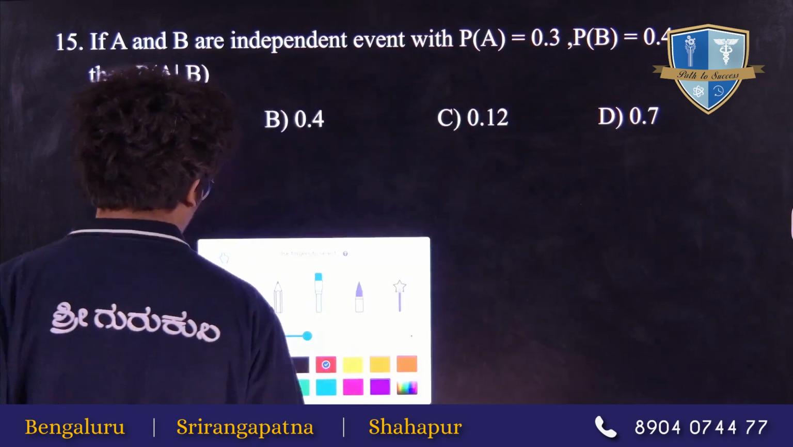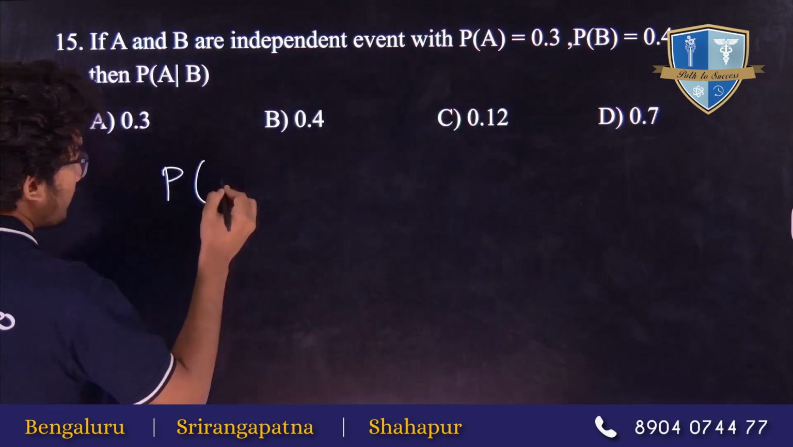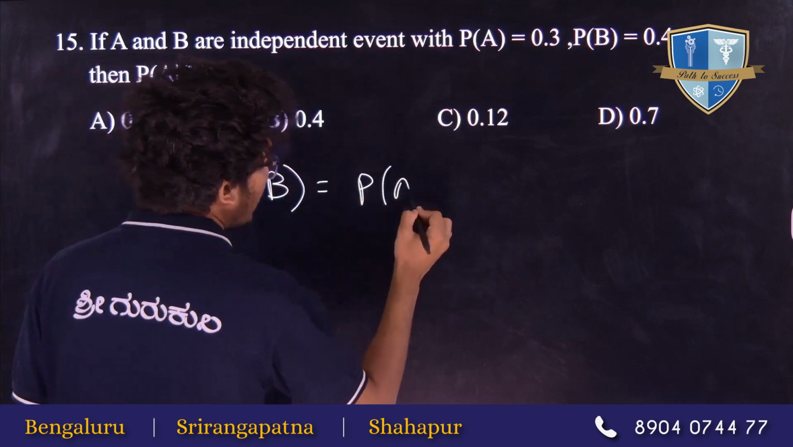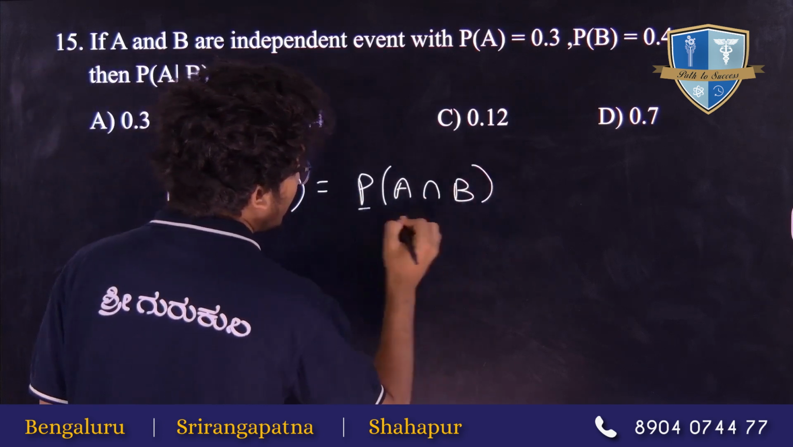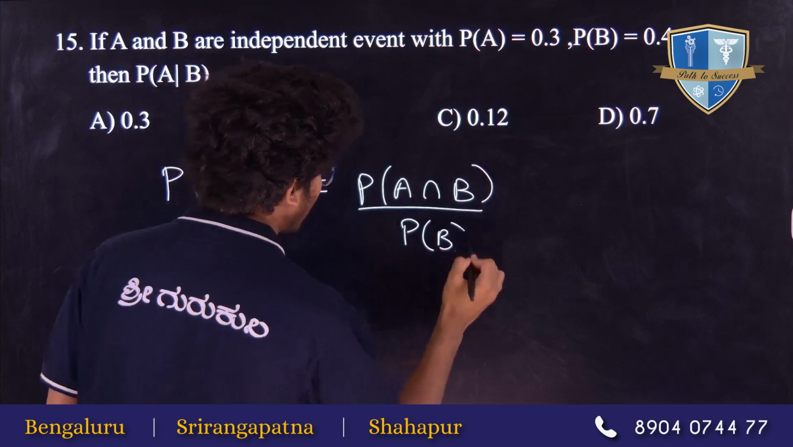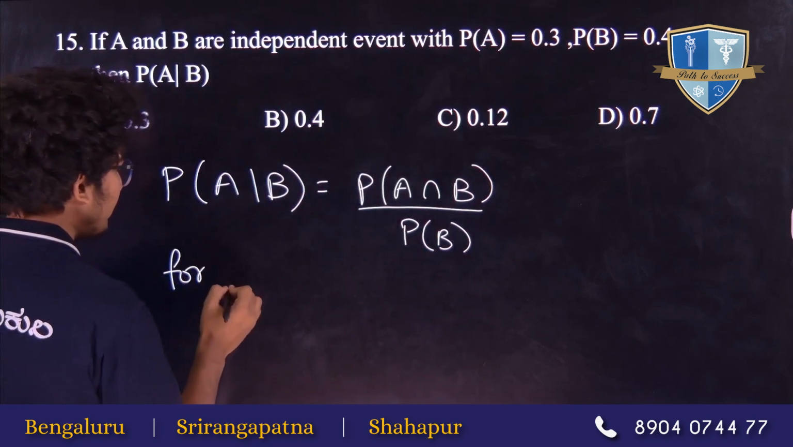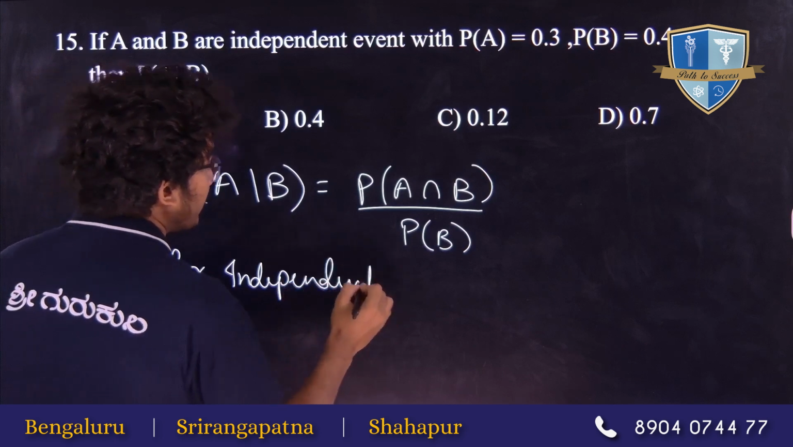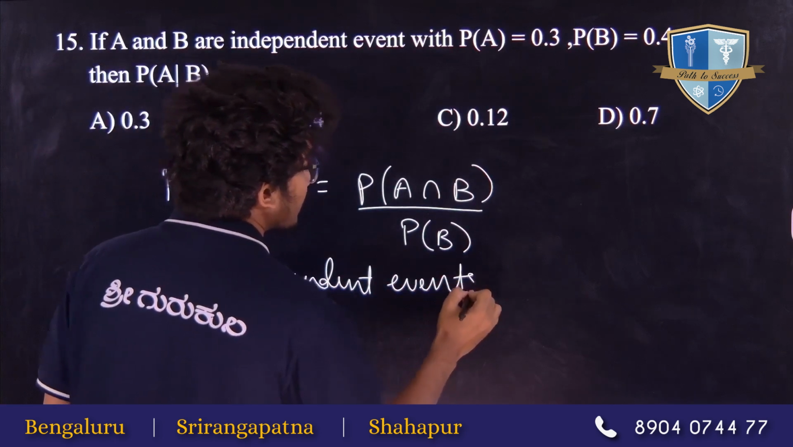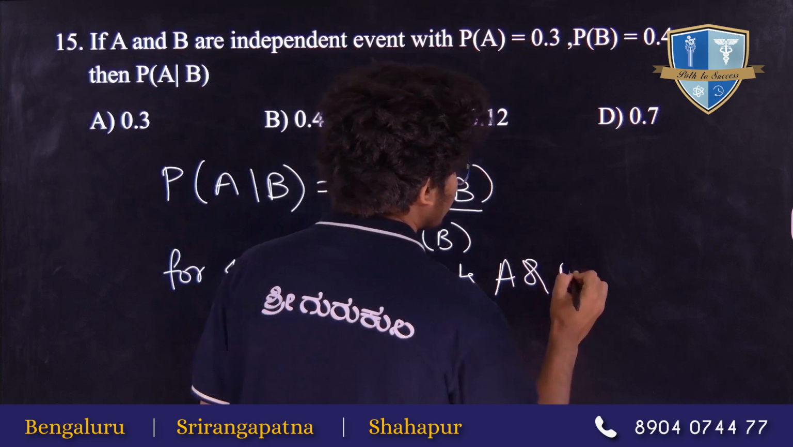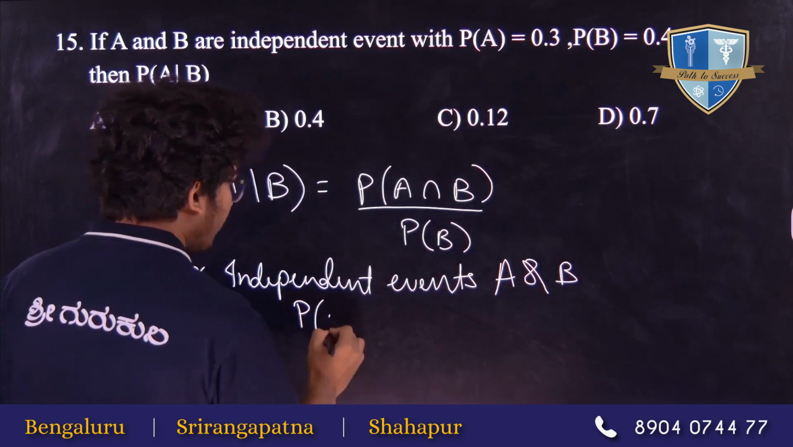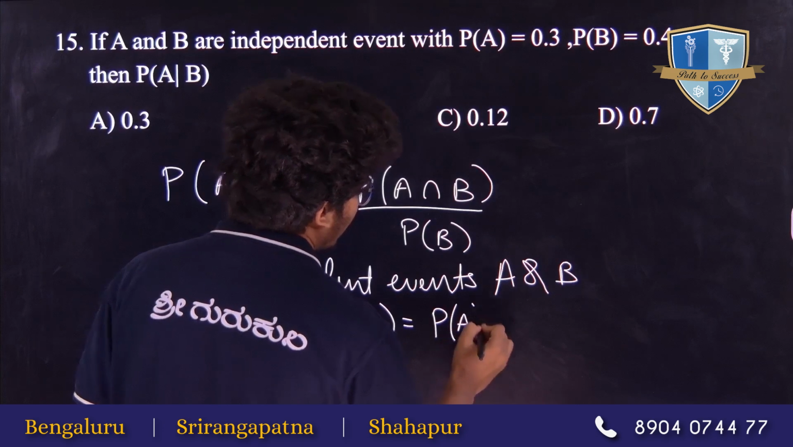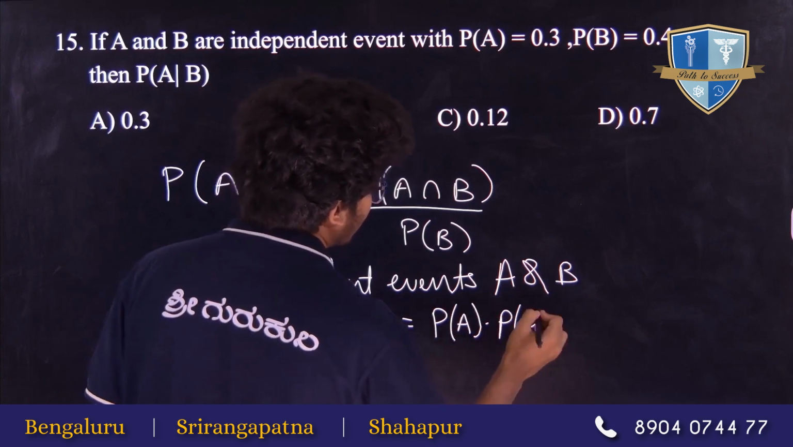So the formula for probability of A given B is equal to probability of A intersection B divided by probability of B. And for independent events A and B, probability of A intersection B will be equal to probability of A into probability of B.